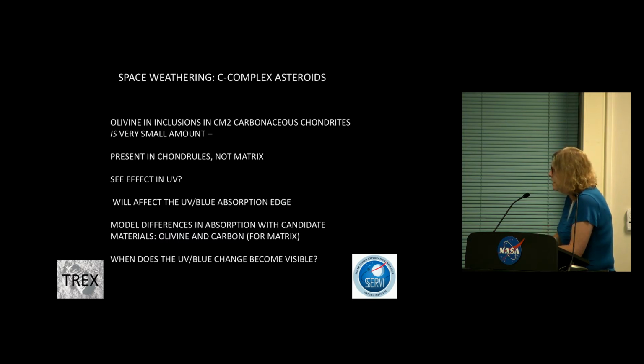The olivines are present in the chondrules. They're not present in the matrix. Carbon would be present in the matrix. We've seen spectra of the matrix material, but spectra of the chondrules we have not. I'm not aware of any spectra of the chondrules.